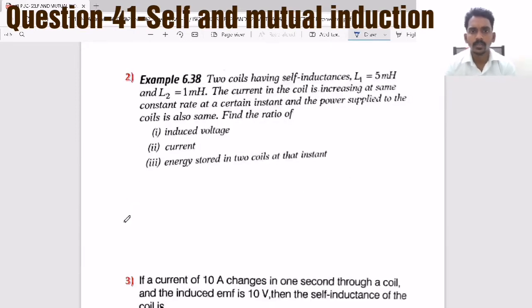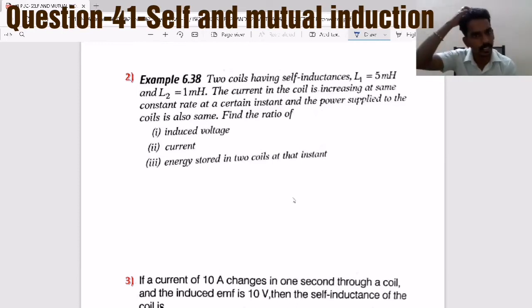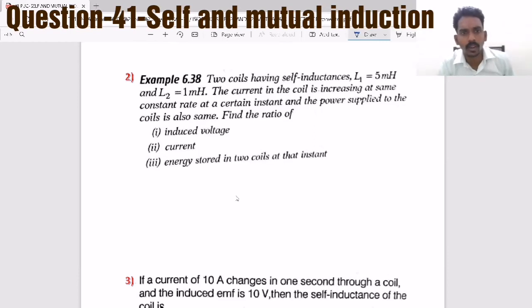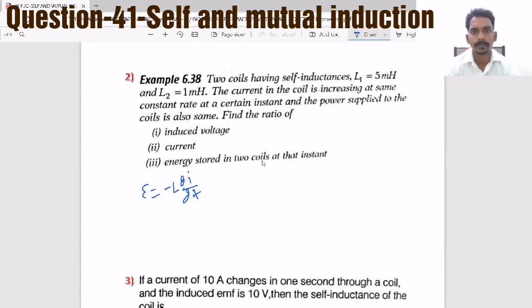Now the next question is, two coils having self-inductances. The current in the coil is increasing at the same rate at a certain instant, and the power supplied to the coil is also the same. Find the ratio of induced voltage. So the induced voltage formula is epsilon equals minus L di by dt. Now current increasing is the same, so epsilon is proportional to L. Then epsilon 1 by epsilon 2 is L1 by L2, that is 5 by 1.